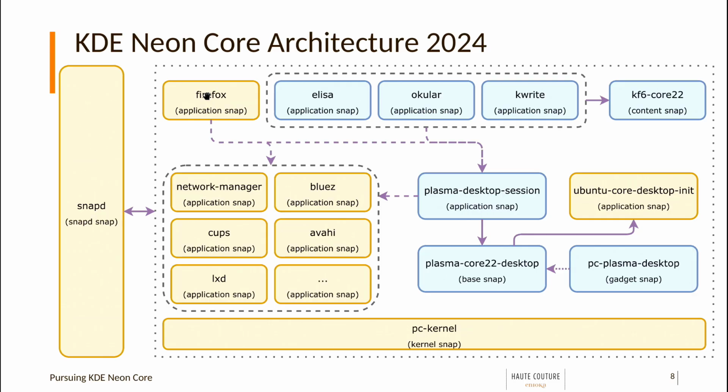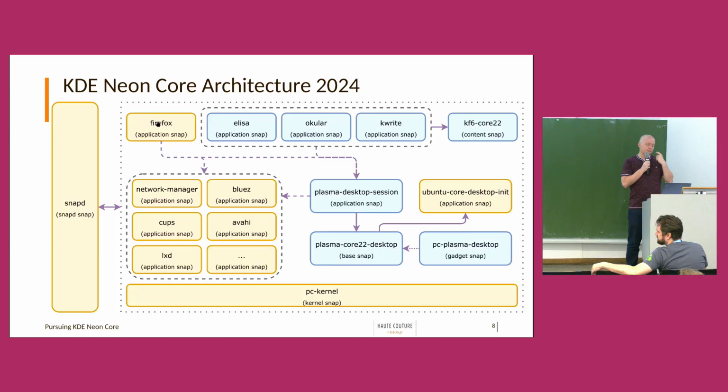And then for the session, you would have the Plasma Desktop Session snap, which is a regular application snap from the perspective of snapd. This one is basically empty, getting all its content from the base snap, which was the Plasma Core 22 desktop one. The applications and the runtime on the top right corner are built from source, but the base snap here was built from the packages coming from Neon. So we're reusing the packages as is.